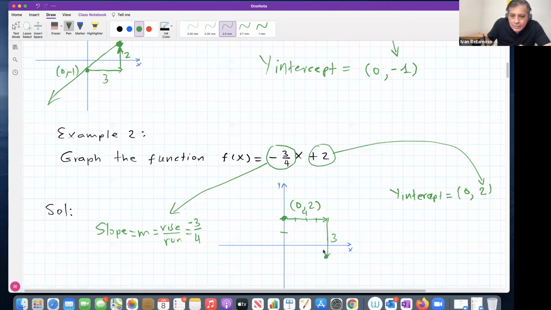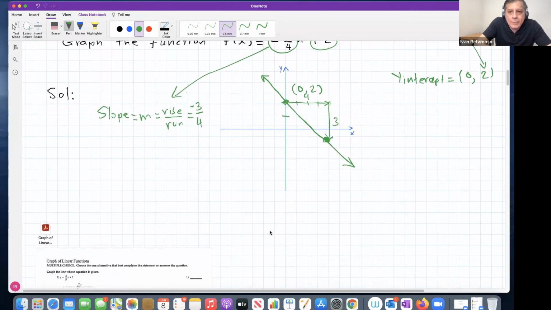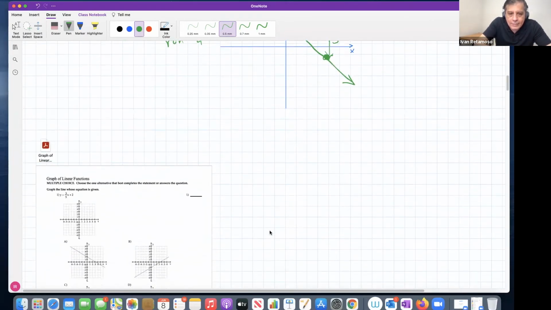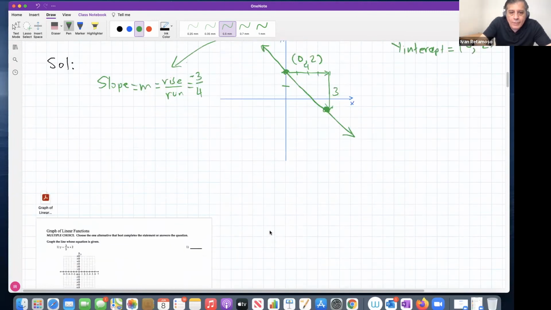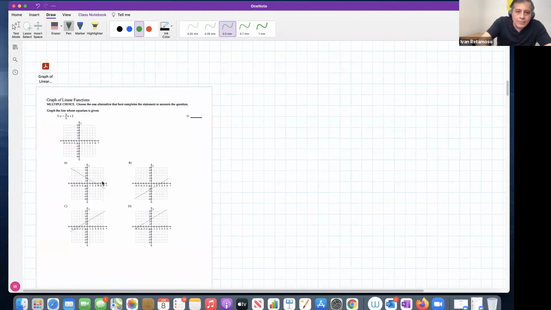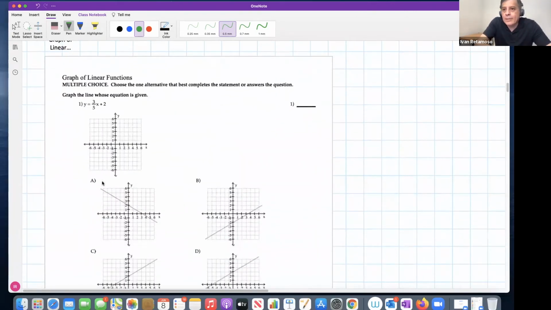There you set your second point. You connect these 2, and there you have your line, right? So as you can see, it is a decreasing line, right? Consistent with the fact that the slope is negative. That's all you gotta do, guys. Right? So using the slope and the y-intercept, you can quickly graph linear functions. I want you to practice on these two, and then we will talk about parallel lines and perpendicular lines.